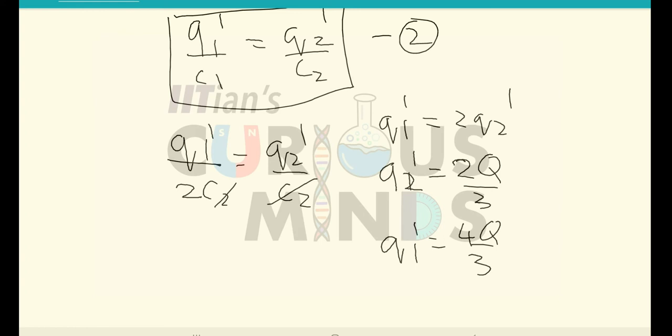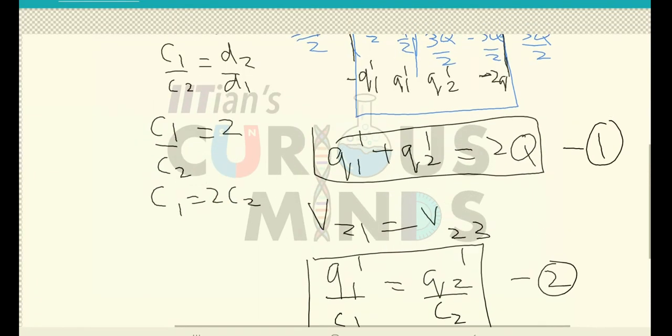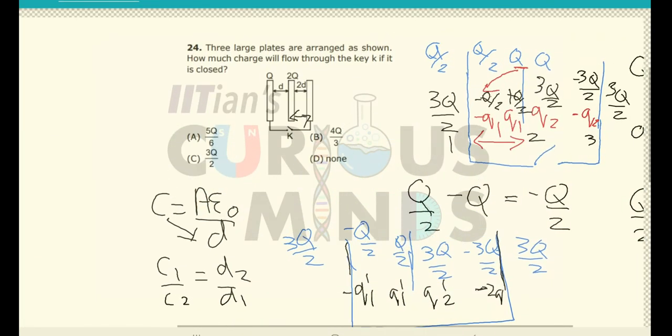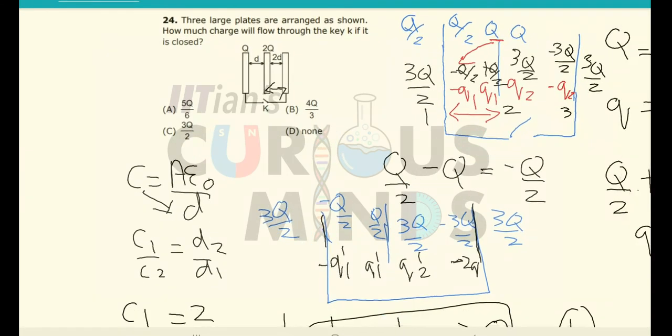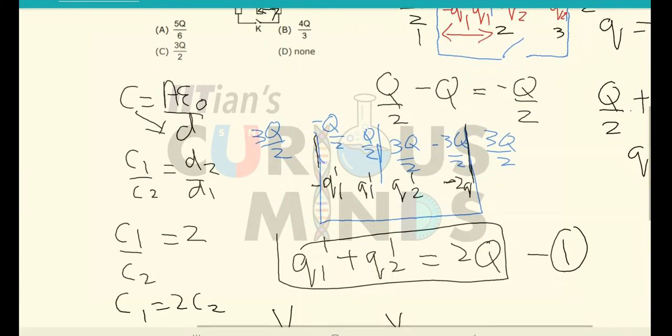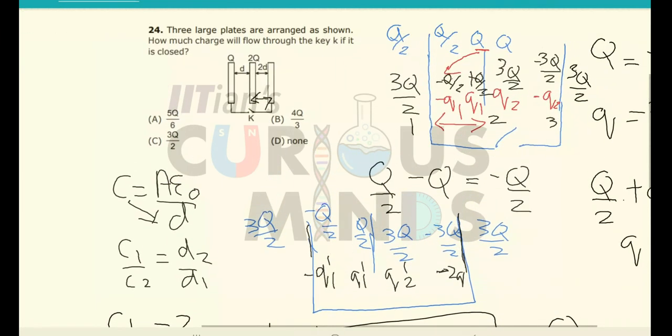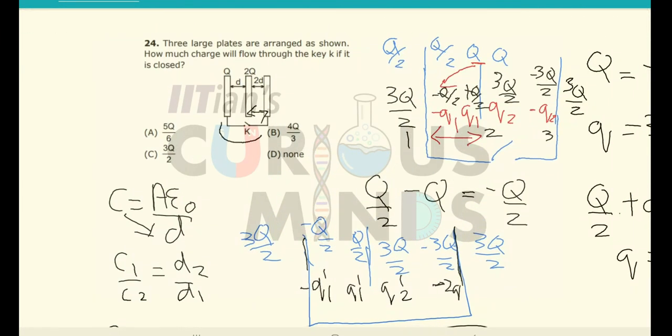Now what will be the charges that are developed? That is 2Q divided by 3 and 4Q divided by 3. These are the charges developed. Now, what is the main question? In the main question they have asked how much charge will flow through the key if the K is closed. If the K is closed, some amount of charge will flow from the first to the second part. Initially the total charge on the second part was equal to 0, and initially the total charge on the first part was Q.